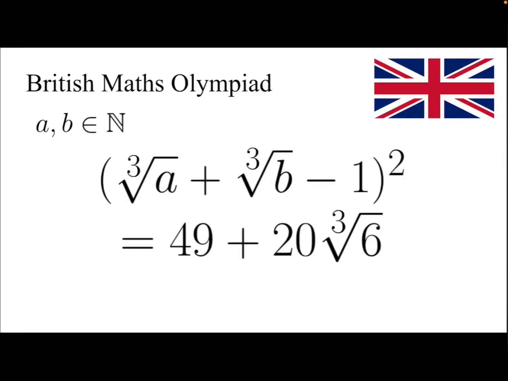In this video, we are going to find a pair of positive integers a and b such that (cube root of a plus cube root of b minus 1) whole squared is equal to 49 plus 20 times cube root of 6.